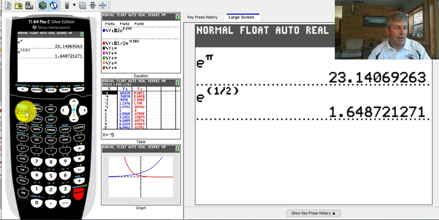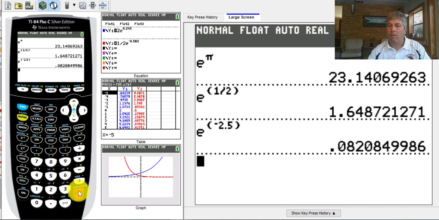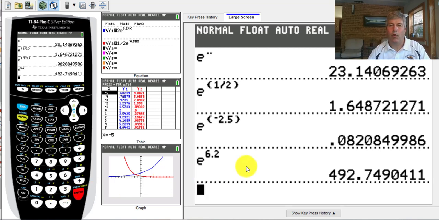E to the negative 2.5. E all raised to the negative 2.5, or negative 5/2. And we get a small number there, quite the fraction. Well, it's a negative exponent, so that's going to be a fraction. And then, again, e to the 6.2. We don't really need the parentheses here. And 492. So a few easy problems just finding e raised to a particular exponent.